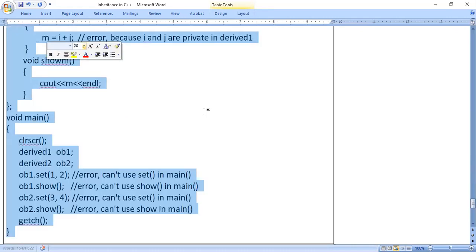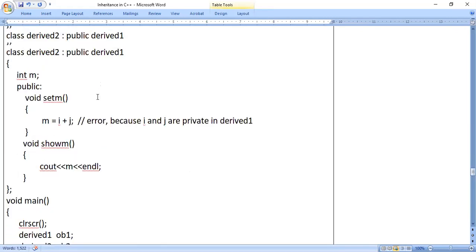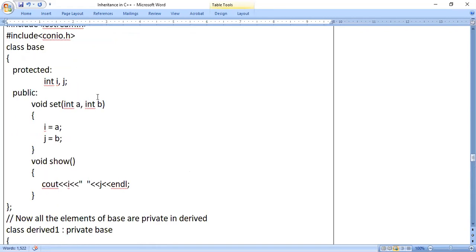See here. First, class A. In class A, we have two sections, protected section and public section. We have not written a private section, because private data cannot be inherited, so better not write it. In the protected section, we have the data I and J. In the public section, we have the functions set and show.